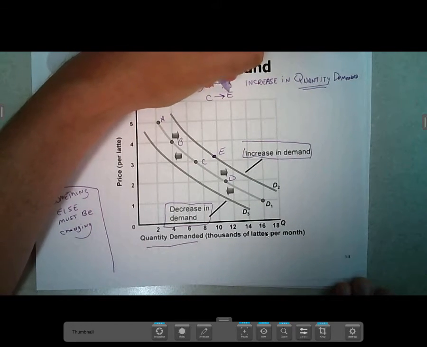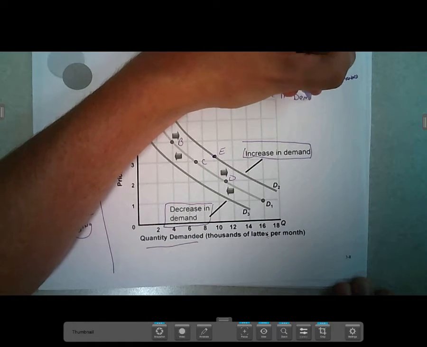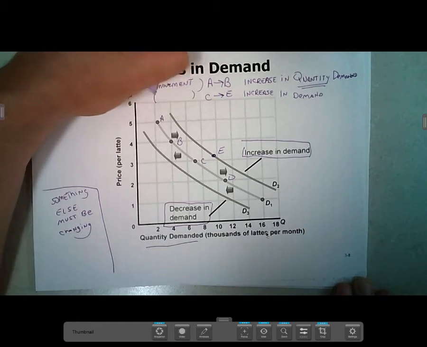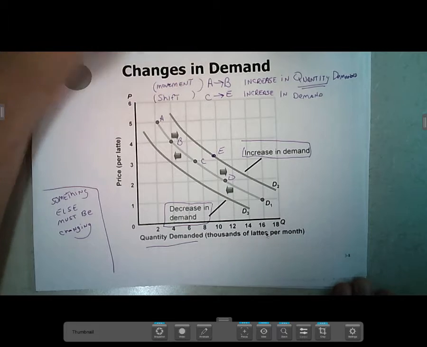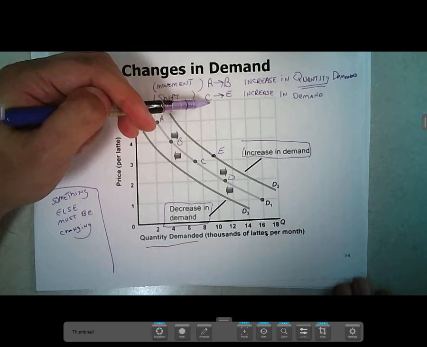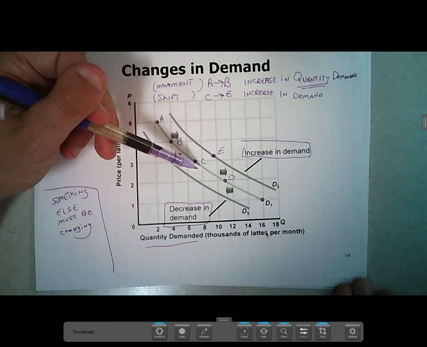C to E is an increase in demand. So by not having the quantity demanded, that's now saying that this is a shift in demand. And to get the shift from C to E, I have to be changing something other than the price of the product itself.